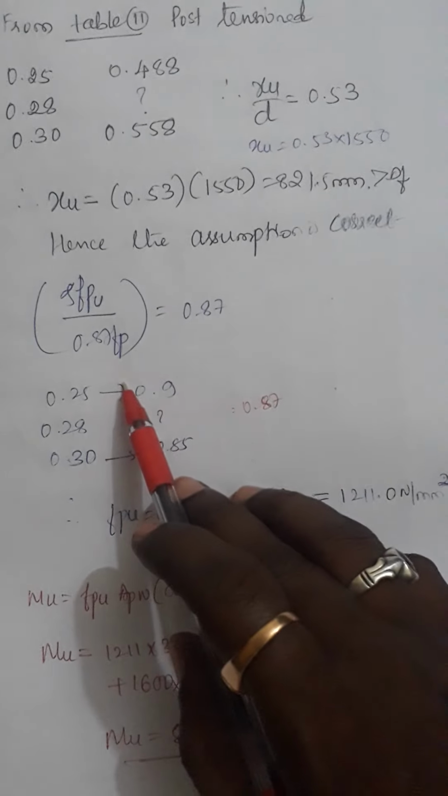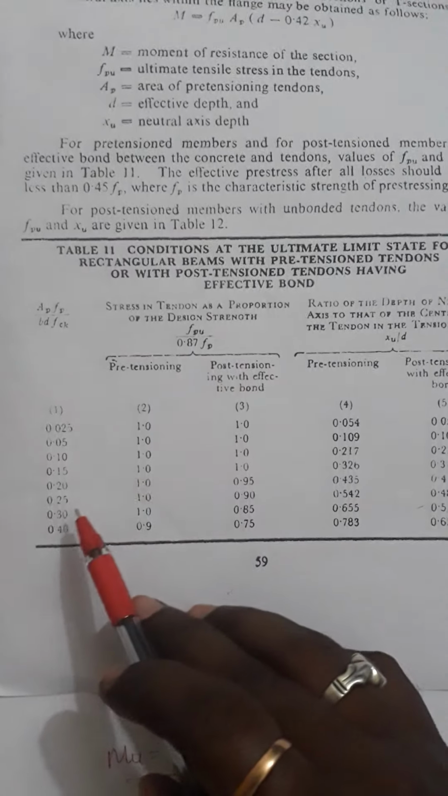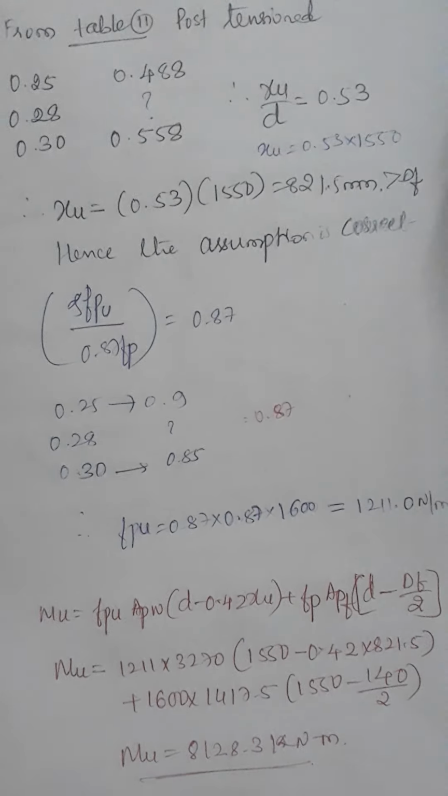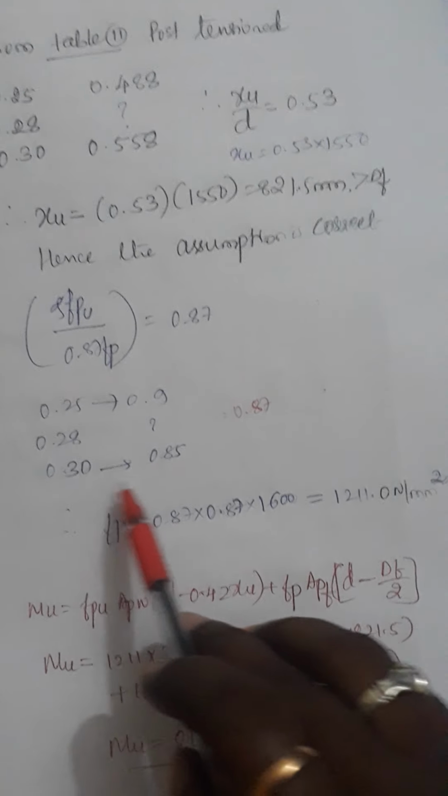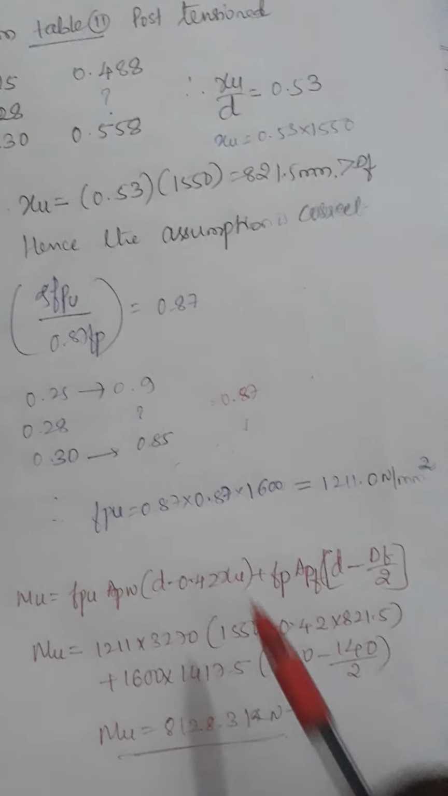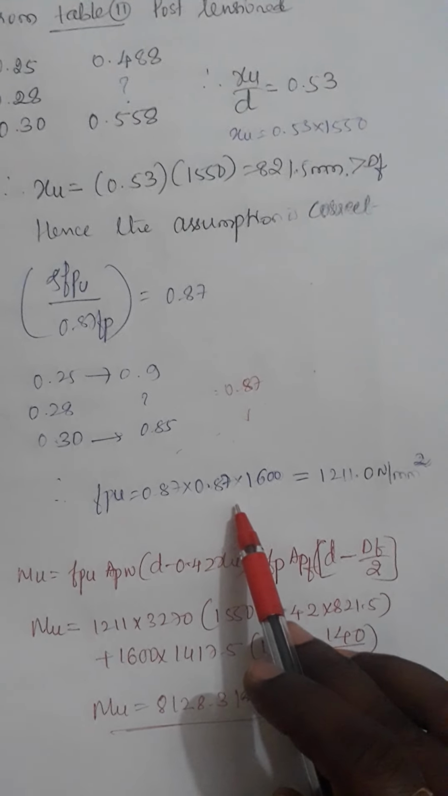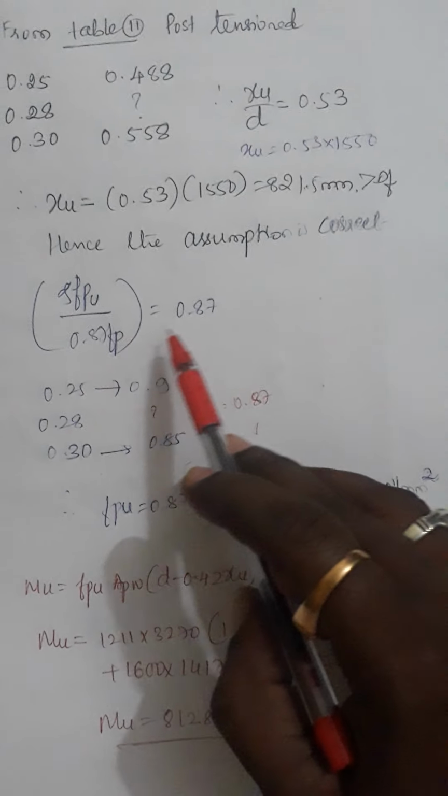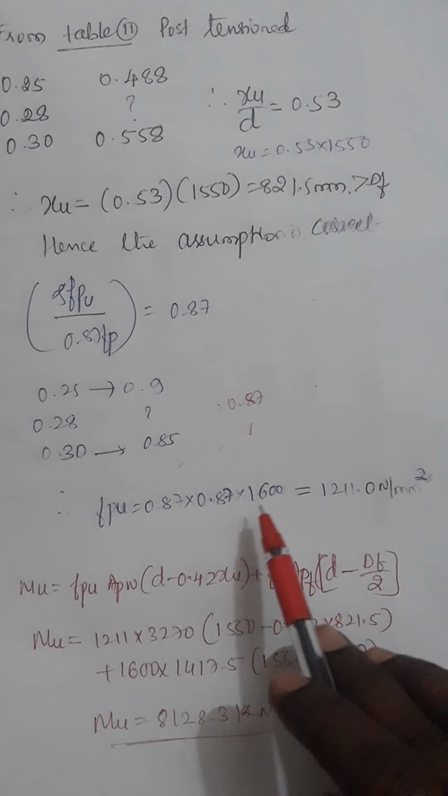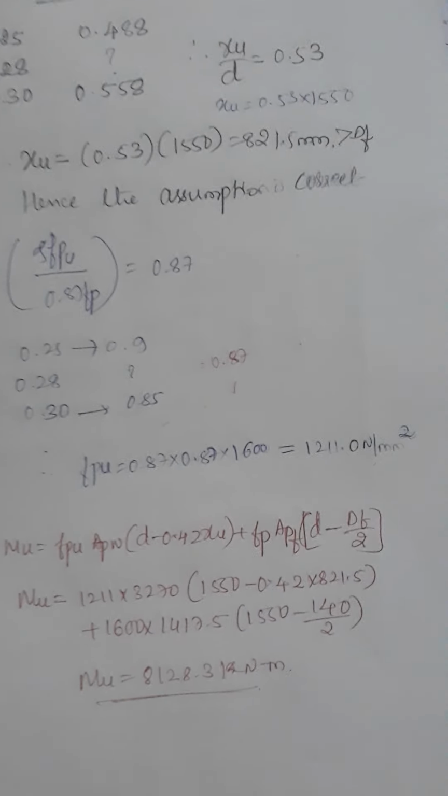And similarly to find FPU upon 0.87 FP, for this value the corresponding values are 0.25, 0.9, 0.3, 0.85. So for 0.25 how much, by interpolation we get 0.87. So FPU equal to 0.87 into 0.87 into FP, that is 0.87 into 0.87 into 1600, so it comes to about 1211.0 Newton per mm square.